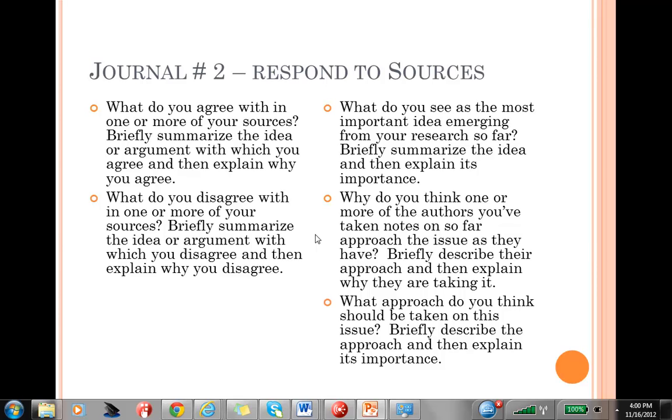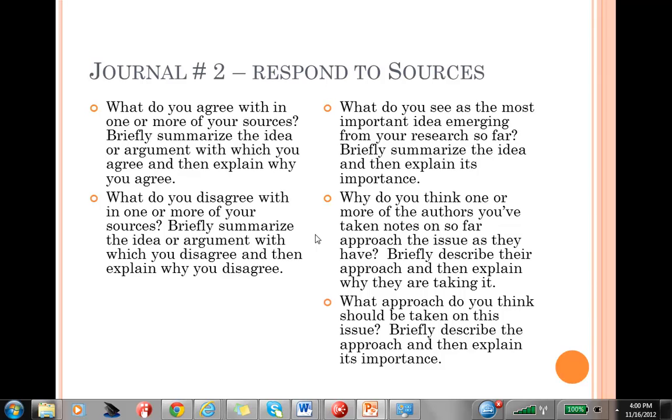These need to be different sources than the ones you used in journal entry 1. What do you agree with in one or more of your sources? I want you to briefly summarize the idea or argument with which you agree and then explain why you agree. Then, what do you disagree with in one or more of your sources? Briefly summarize the idea or argument with which you disagree and then explain why you disagree.